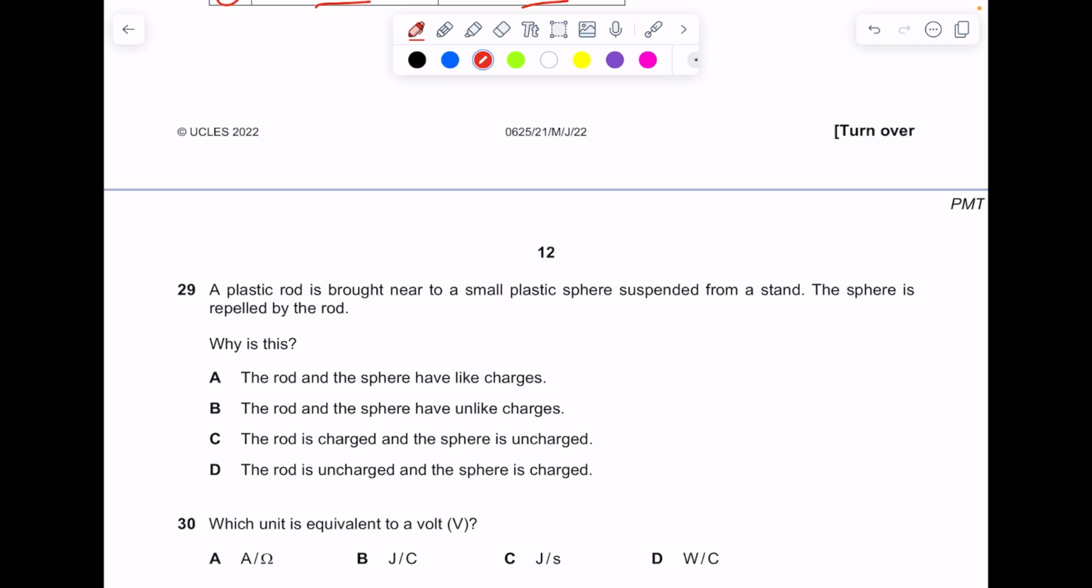A plastic rod is brought near to a small plastic sphere suspended from a stand. The sphere is repelled by the rod. Why is this? So repulsion is when they have like charges, so the answer is A.